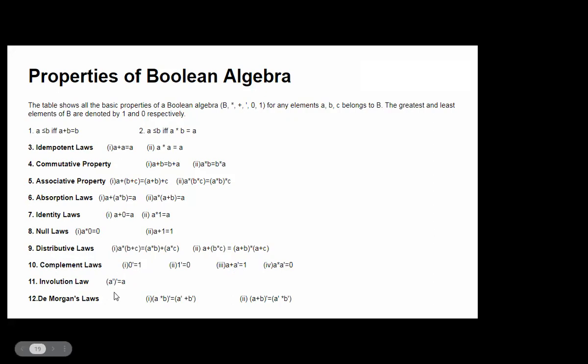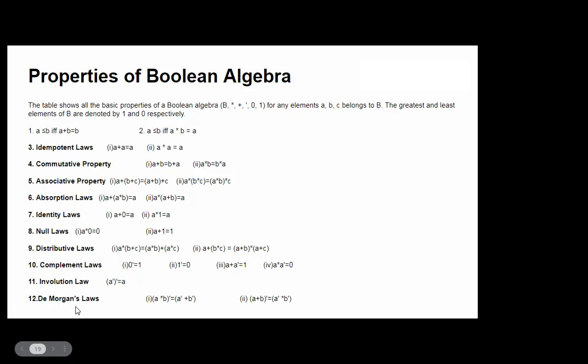Then involution law. What is involution law? The complement of A complement gives us A. It has one more name. Okay, you have to think on this. What is the second name for this? The complement of a complement of a number gives us that number. Okay, it is one more property of Boolean algebra.